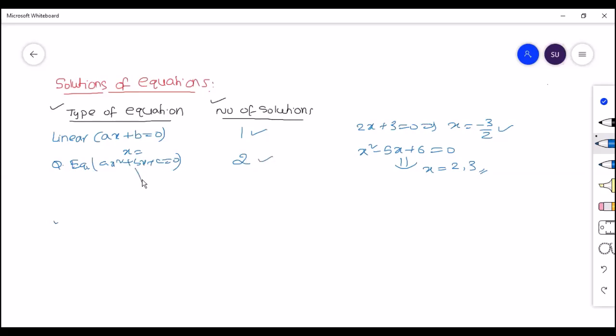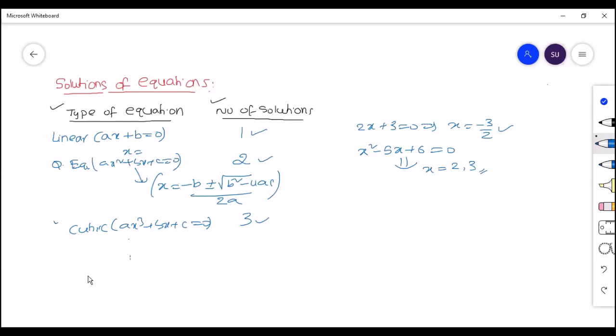For quadratics, we know what the solutions are: minus b plus or minus square root of b square minus 4ac, divided by 2a. In general, this is a formula to find the roots of a quadratic. In the same way, if it is a cubic equation, that means ax cube plus bx plus c is equal to 0, it will have 3 solutions.